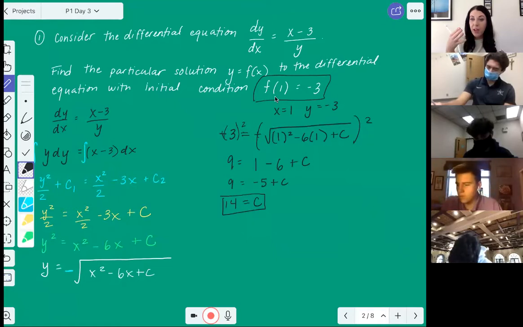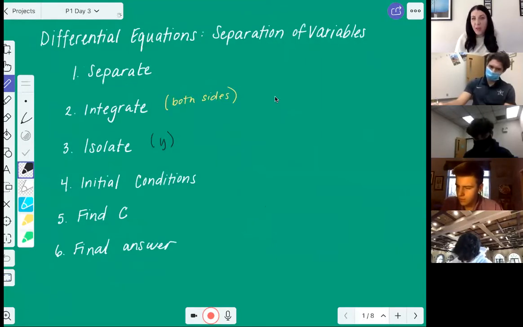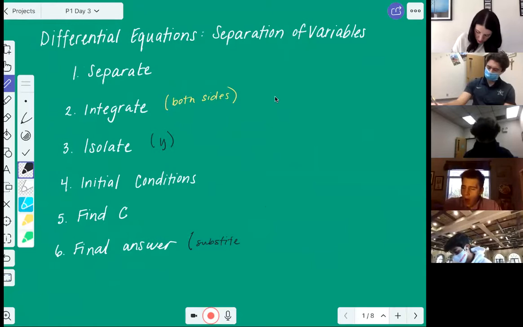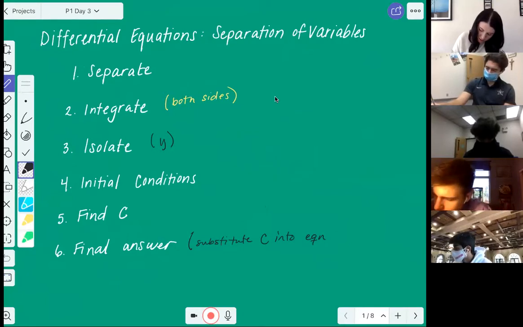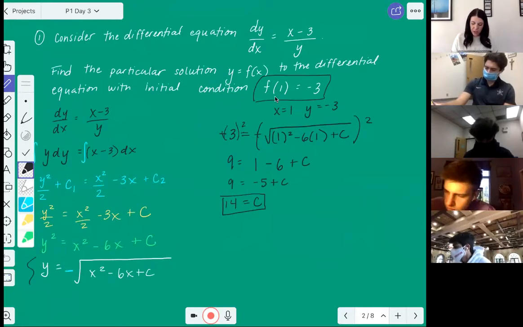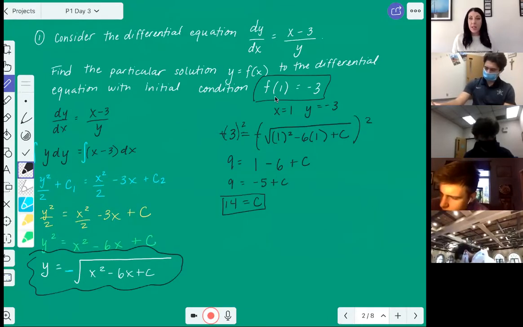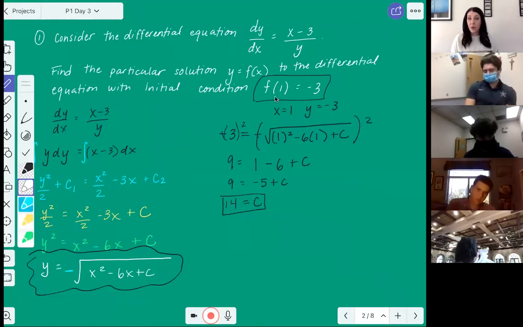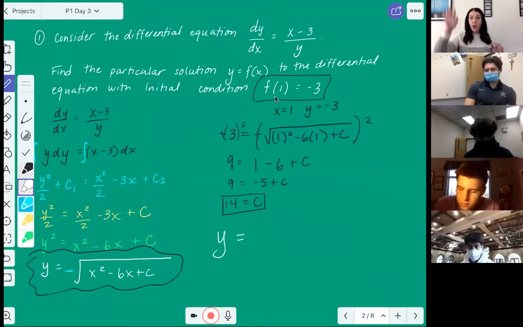Okay, now the final step that we have to do is write our final answer, which essentially means substitute c into the equation from step 3, like the equation where we isolated y. That's really what we're doing for our final answer. So this was that equation right here where I isolated y, and we ended up picking the negative square root because of our initial condition being negative in this case. So now we're going to plug this in. We're not going to go back to that step and erase it. We're going to write a new answer so that all our work follows.